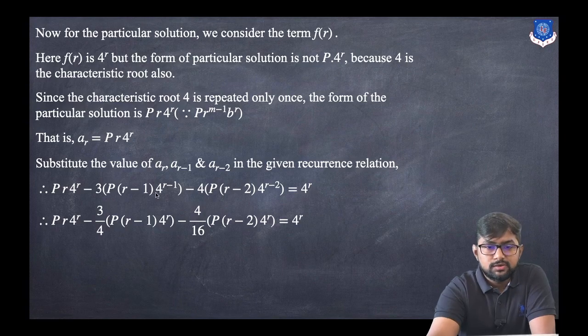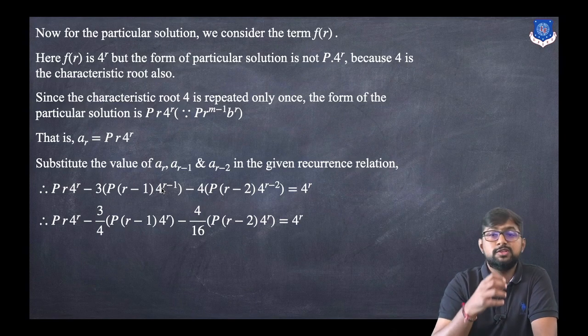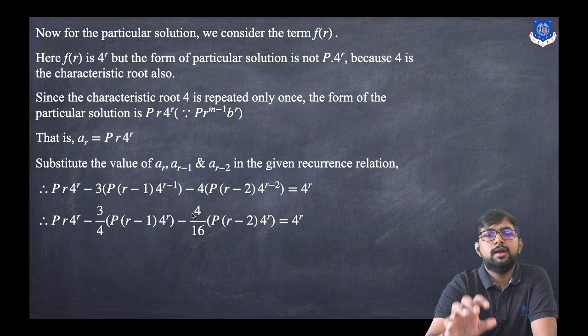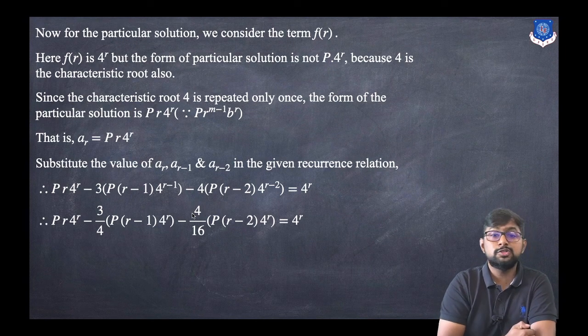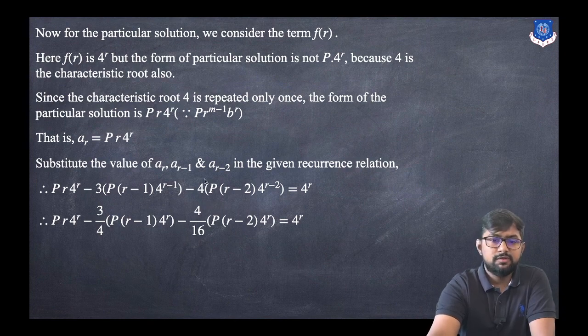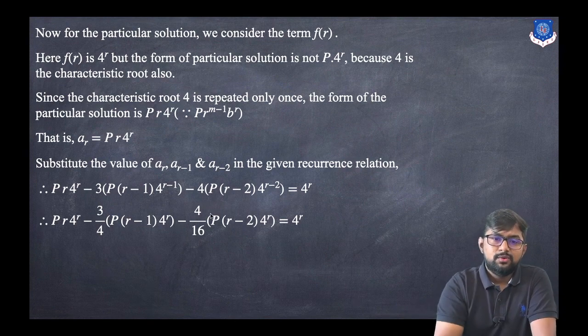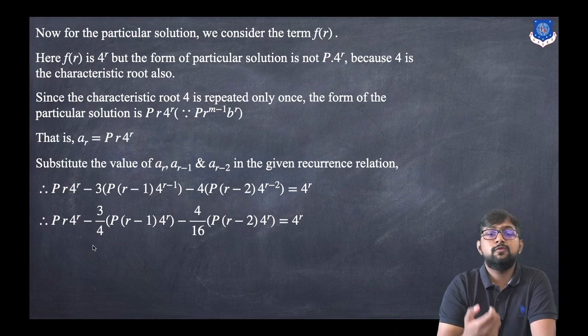Now see, here you can see that 4 raised to r minus 1 can be represented as 4 raised to r divided by 4, so 3p by 4 times 4 raised to r. And in the same manner, 4 raised to r minus 2 can be represented as 4 raised to r divided by 4 squared, that is 16. So here we have taken 2p by 16 and the rest are the same. Why are we doing this? Because we want to compare the coefficients of 4 raised to r.